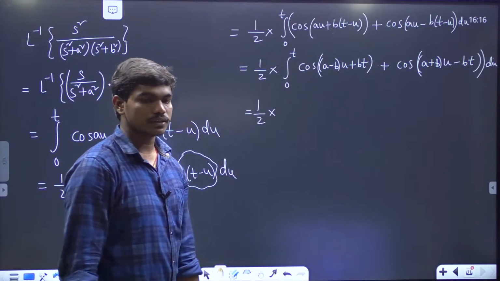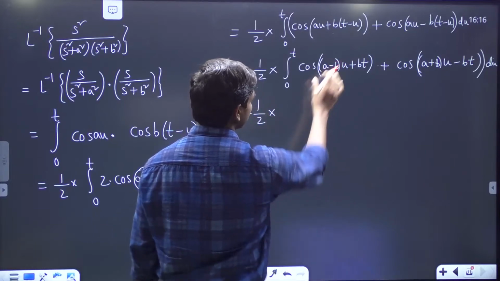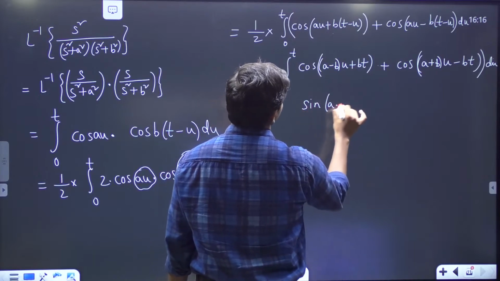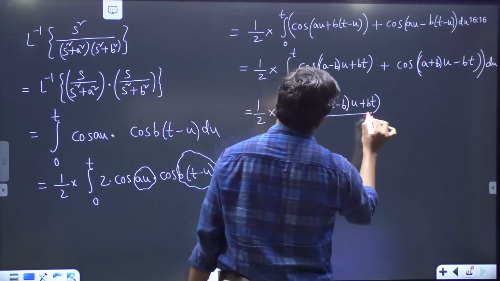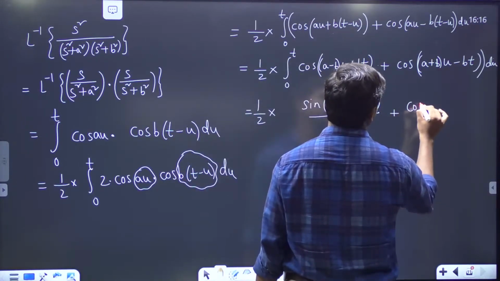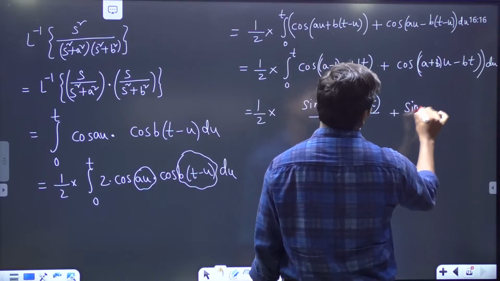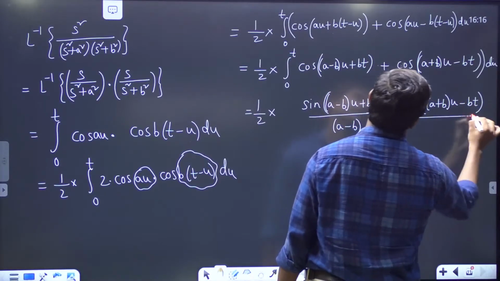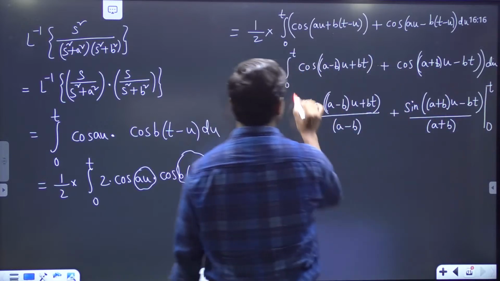So let me check. One by 2 into the integration of this. Integration of cos is sine. So sine of (a − b)u + bt, and whenever you are integrating with respect to u, this a − b can be written here, divided by a − b. Similarly here, plus sine of (a + b)u − bt divided by a + b, within the limits 0 to t. You can calculate this value.